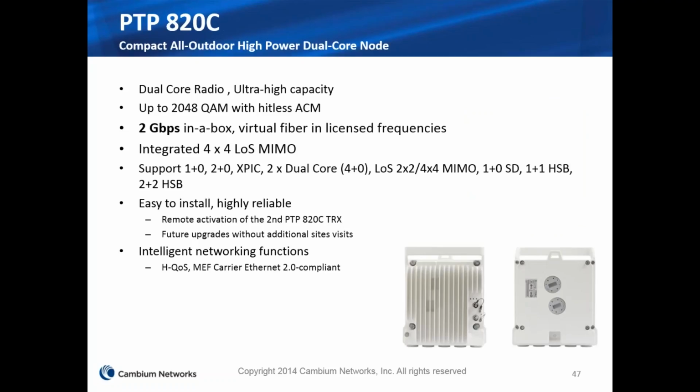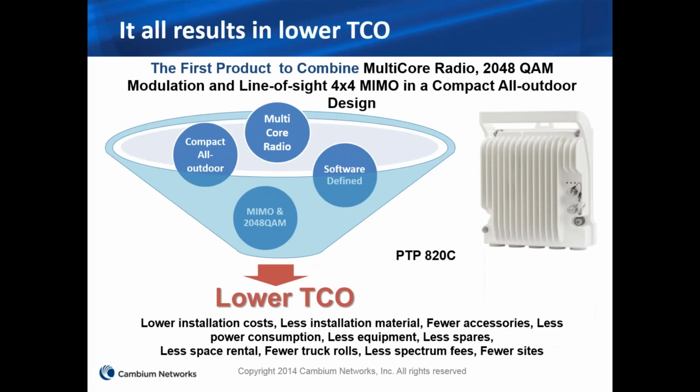We have the 820C. This is a dual core radio, approximately 2 gig in a box. It can support 1+0, 2+0. A lot of our customers set it up in a 2+2 configuration to be able to provide redundancy of the system. A very reliable radio, very high MTBF. Once again, very, very small. Next slide, Colin.